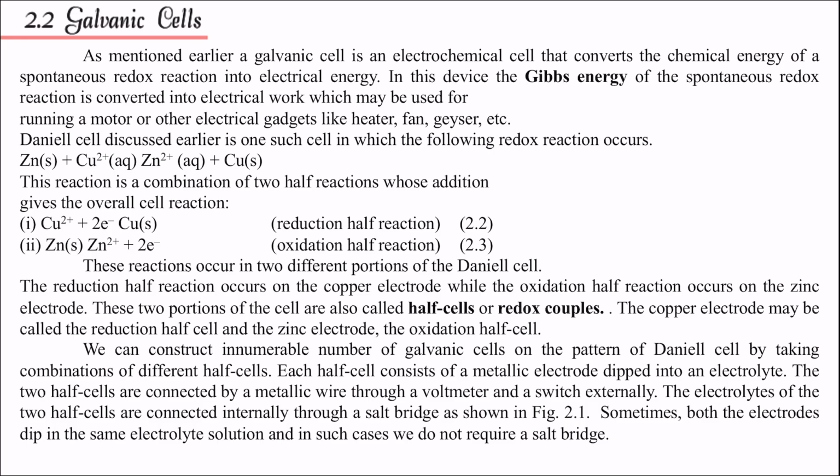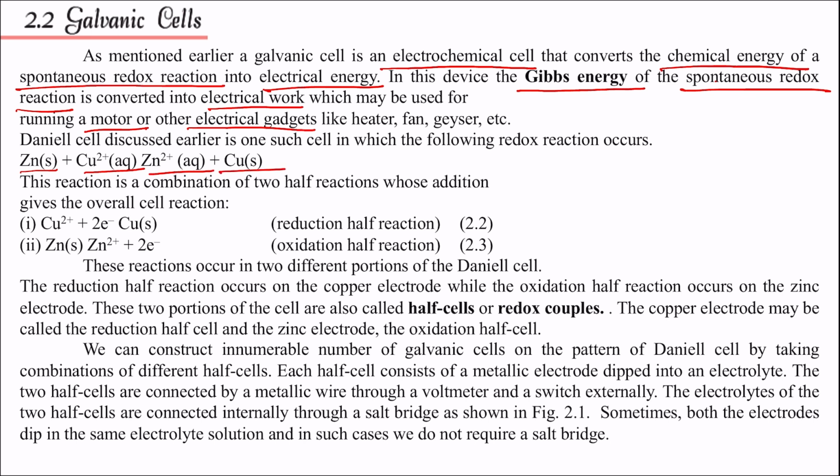Daniell cell is a kind of electrochemical cell that converts chemical energy of spontaneous redox reaction into electrical energy. In this device, the Gibbs energy of the spontaneous redox reaction is converted into electrical work which may be used for running motor or other electrical gadgets like heater, fan, geyser, etc. The reaction taking place in the Daniell cell is zinc in the solid state plus copper in aqueous state changing into Zn2 plus aqueous and copper solid.